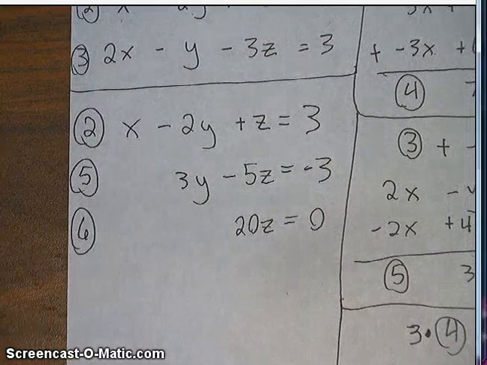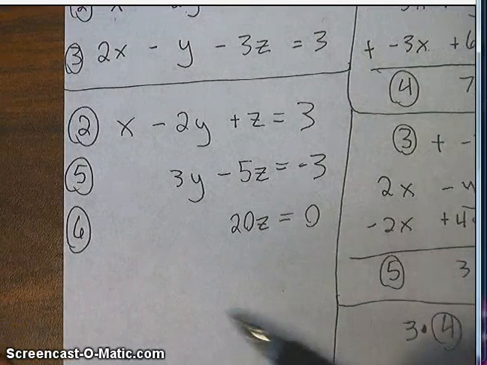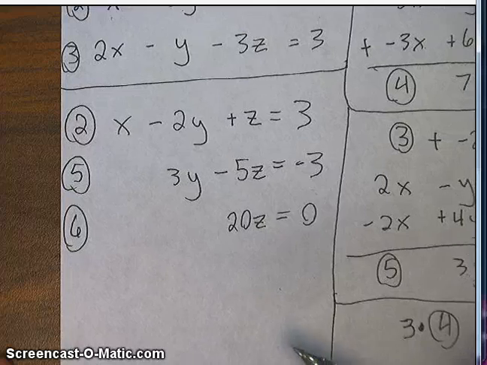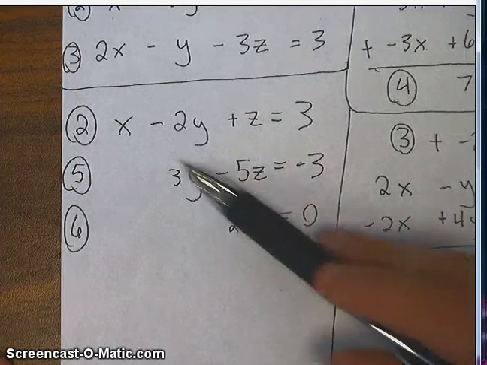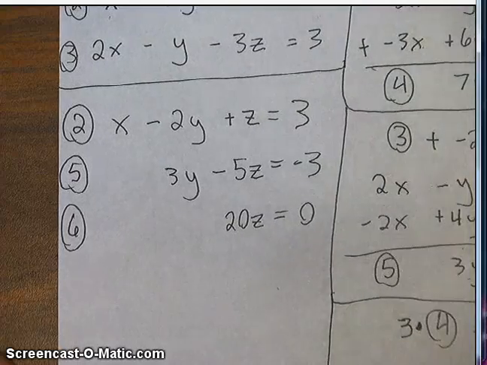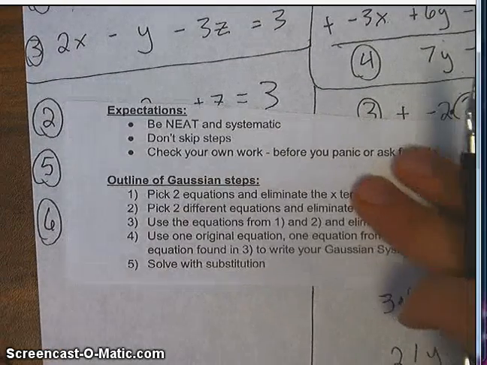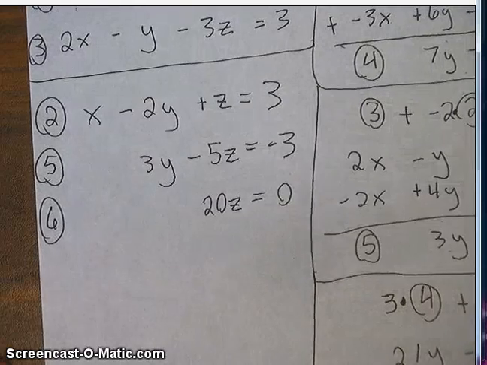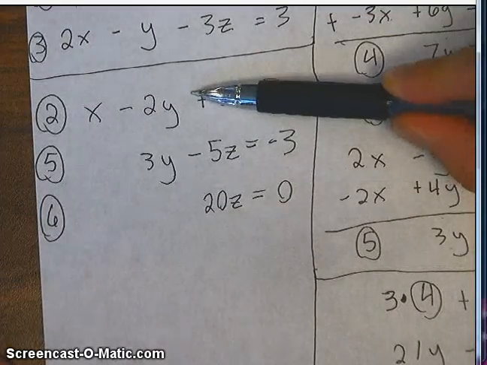See this nice triangular shape here? This nice triangular shape, this is what makes it a Gaussian system. So the bottom always has one variable, the second one has 2 variables, and the top has 3 variables. That's what defines this to be a Gaussian system. So we've done step 4, and the last step is solve with substitution. And what that means is start from the bottom and work your way up.